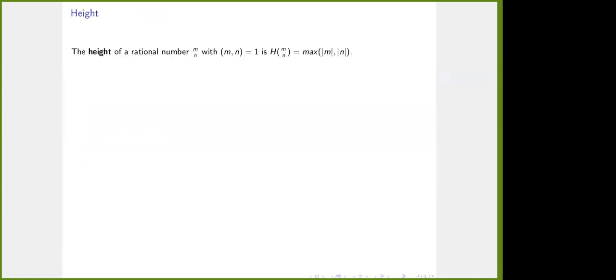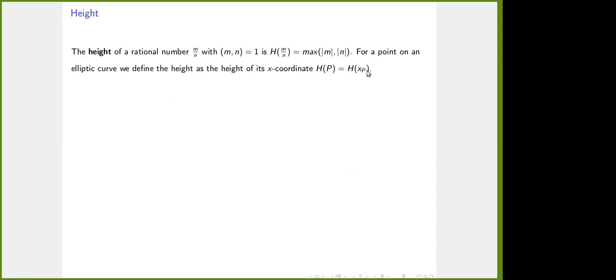Okay. So let me start with the height. We want to do a descent argument, and obviously we need a height for that. The height of a rational number is just, you write it in relatively prime terms, and you take the maximum of the numerator and denominator. So that's simple enough. And for a point on an elliptic curve, we can define the height as the height of its x coordinate.